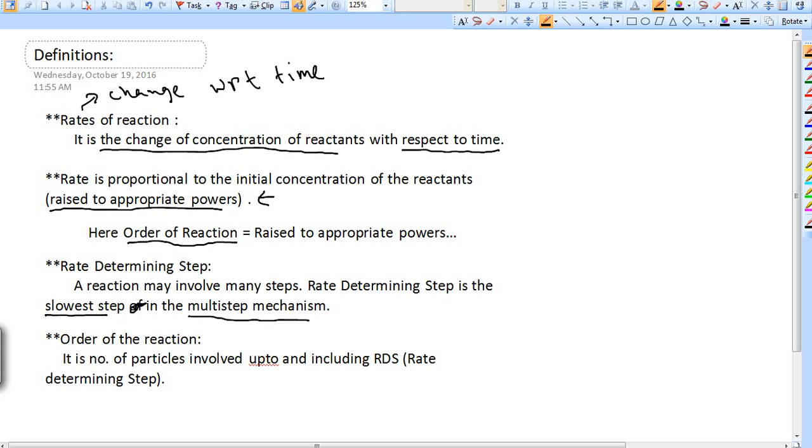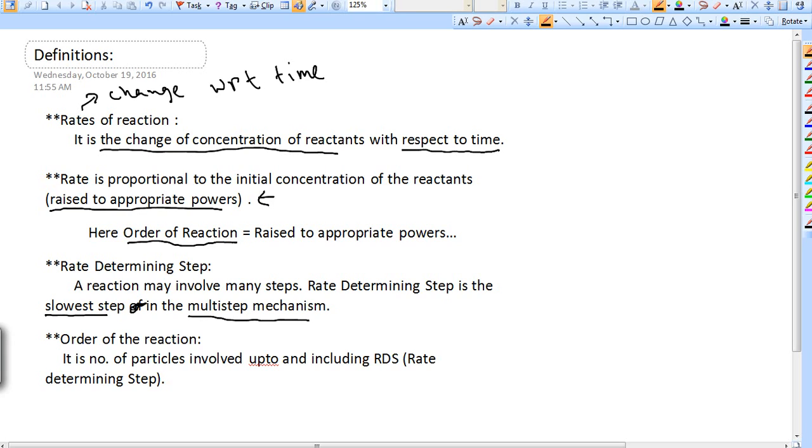We can observe the reaction which is slow, so that is why we can determine the rate easily by observing the slowest reaction. The step which involves the slowest reaction is called the rate determining step. I hope that you have understood.